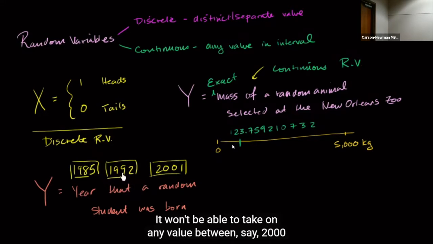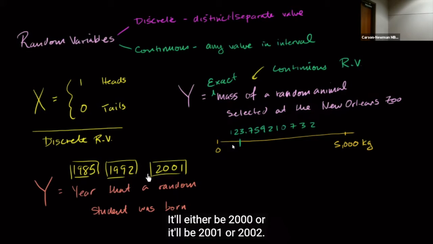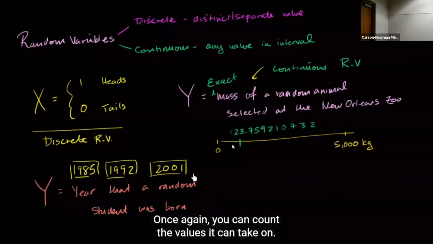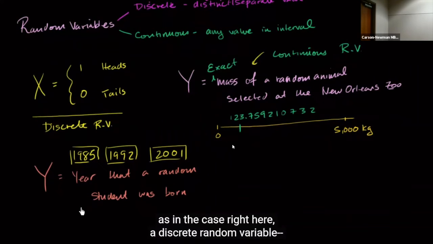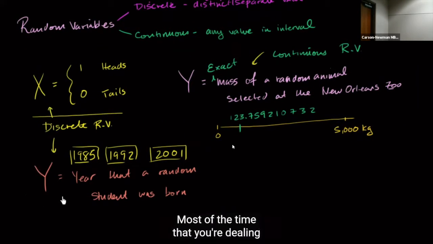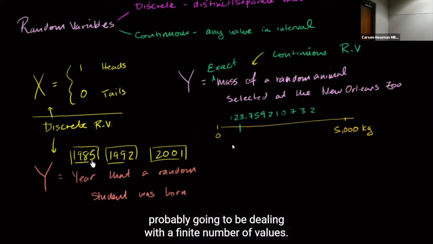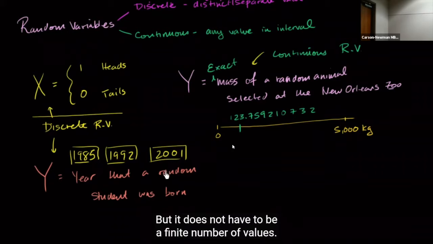It won't be able to take on any value between, say, 2000 and 2001. It'll either be 2000, or it'll be 2001, or 2002. Once again, you can count the values it can take on. Most of the time that you're dealing with a discrete random variable, and this one over here is also a discrete random variable, you're probably going to be dealing with a finite number of values, but it does not have to be a finite number of values.